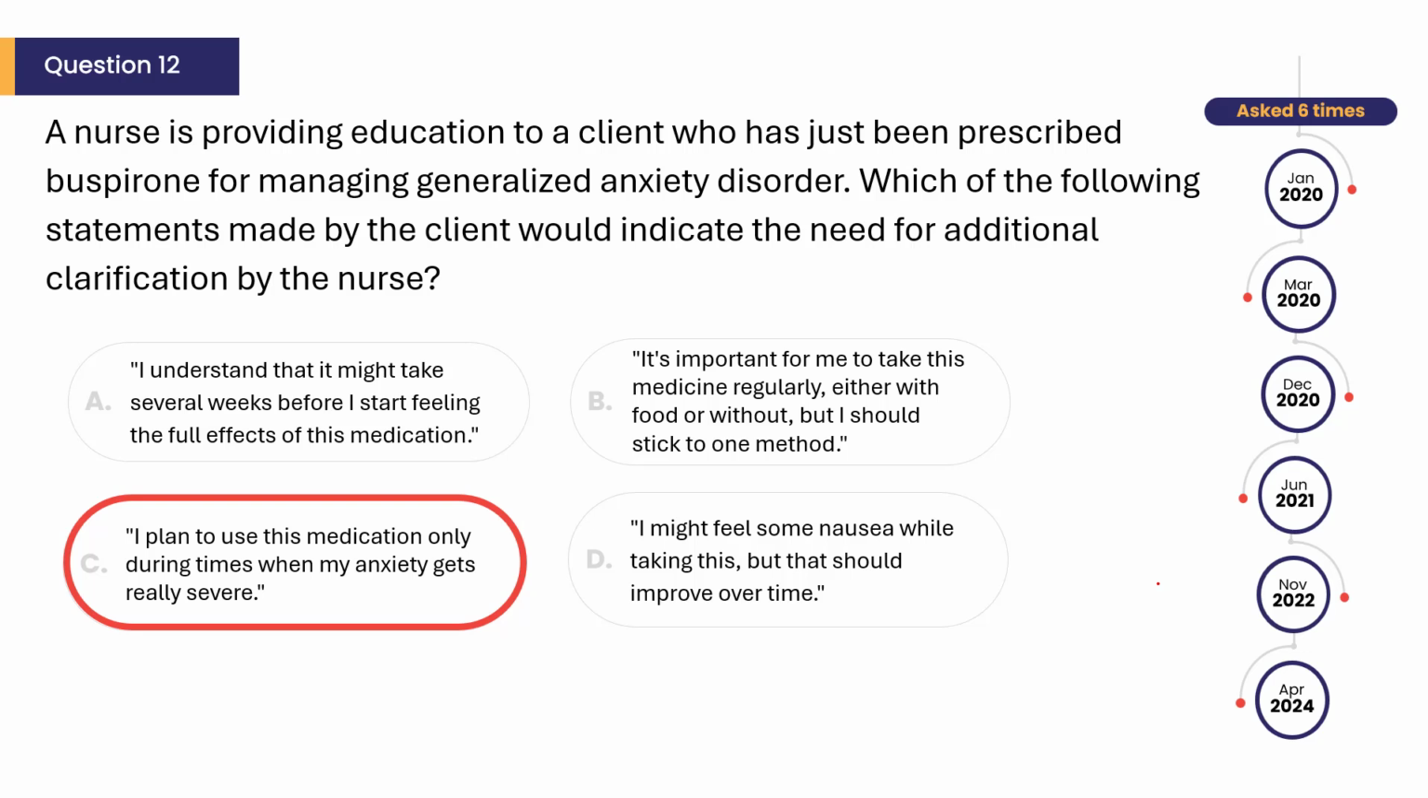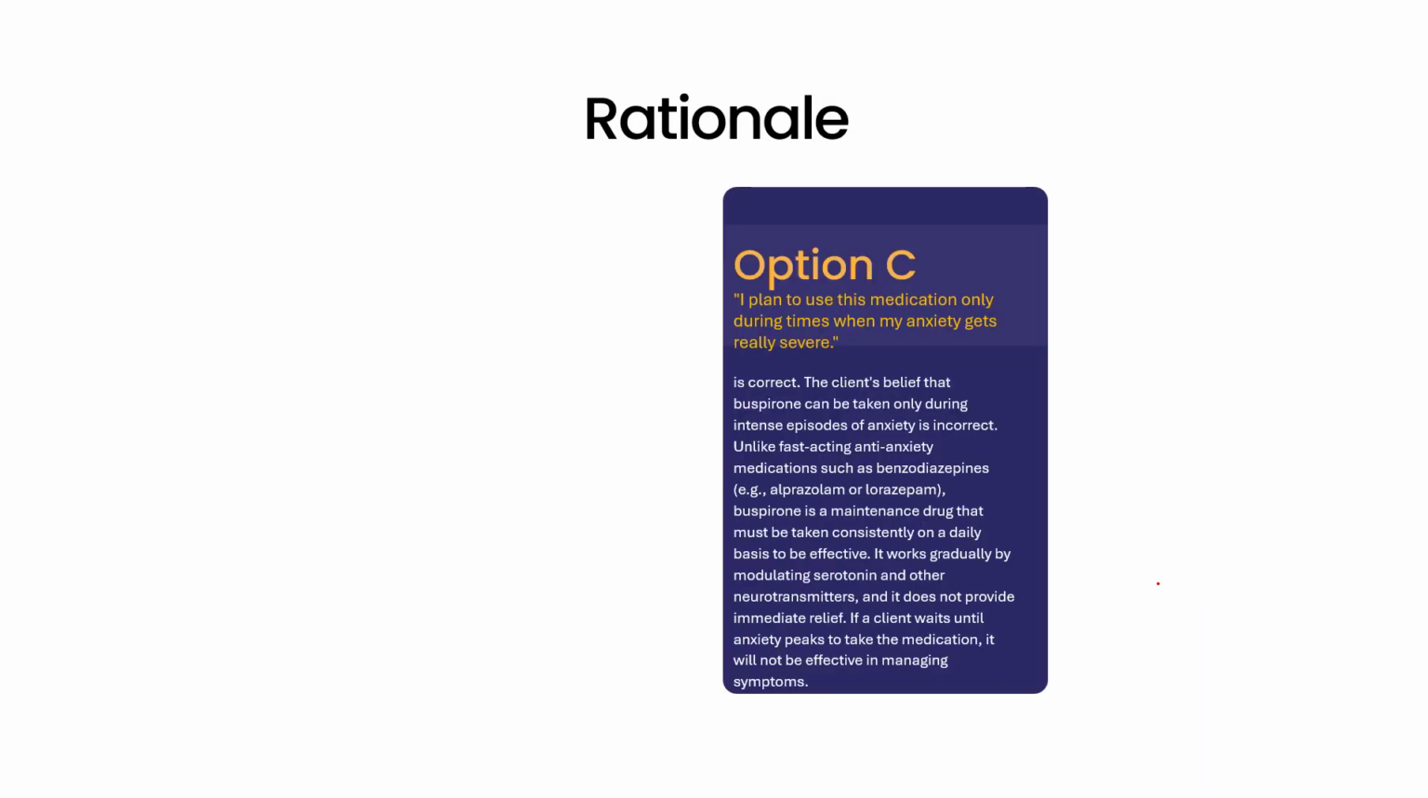C is correct. The client's belief that buspirone can be taken only during intense episodes of anxiety is incorrect. Unlike fast-acting anti-anxiety medications such as benzodiazepines, buspirone is a maintenance drug that must be taken consistently on a daily basis to be effective. It works gradually by modulating serotonin and other neurotransmitters, and it does not provide immediate relief. If a client waits until anxiety peaks to take the medication, it will not be effective in managing symptoms.